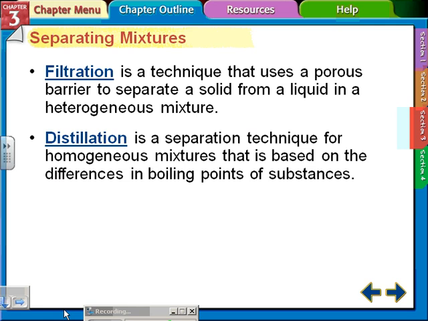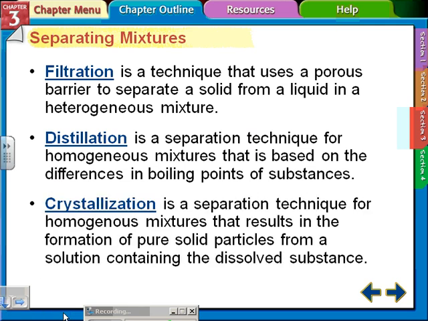Fractional distillation is used to separate oil from gasoline, different petroleum products and things like that, based on their boiling points. And crystallization, this is a separation technique for homogeneous mixtures that results in the formation of pure solid particles from a solution containing the dissolved substance.